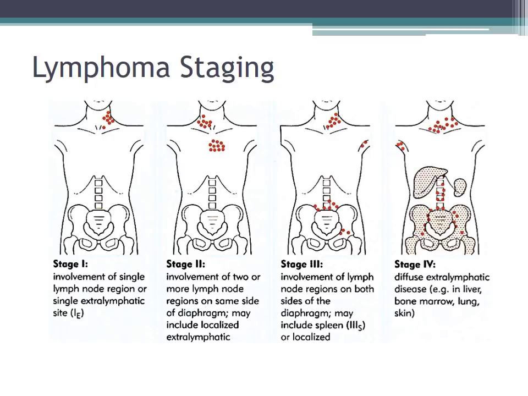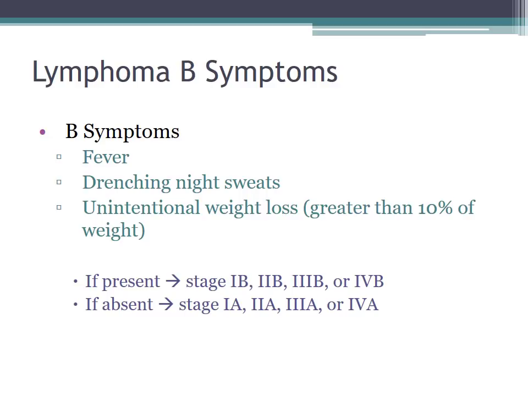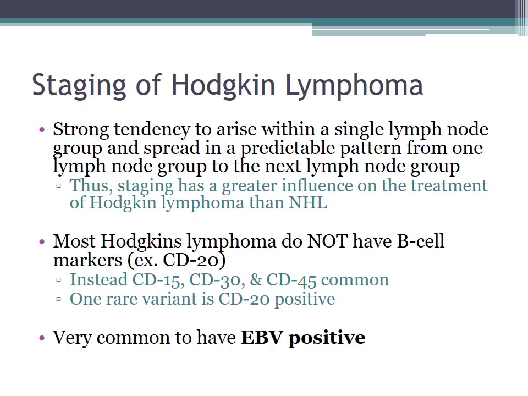Again, here's the imaging of the staging in photographic representation. And again, the B symptoms will be used in that grading as well. There are some important considerations for the staging of Hodgkin's lymphoma. It is more common to see that patients with Hodgkin's lymphoma have a tendency to have a single lymph node group that starts at their disease, and then it spreads in a very typical pattern to the next group. So it's very important to get the correct staging because it has a very big influence on the treatment of Hodgkin lymphoma patients, more so than you would see with non-Hodgkin's lymphoma.